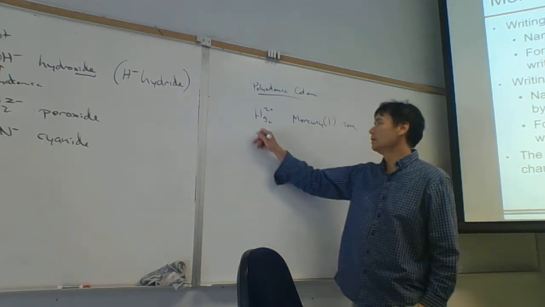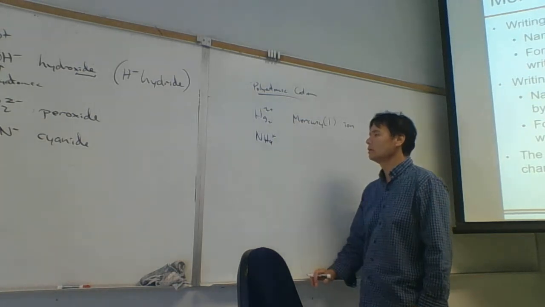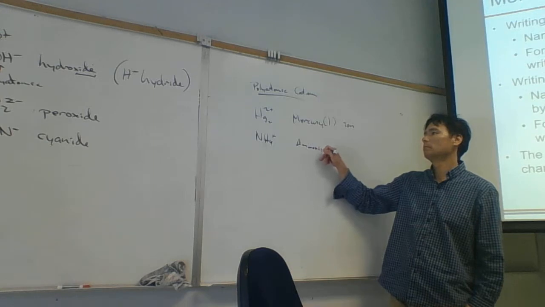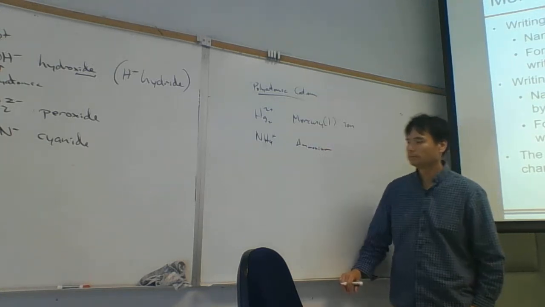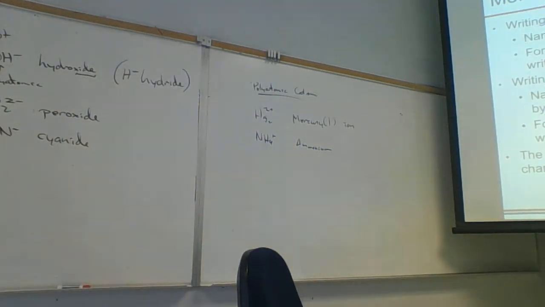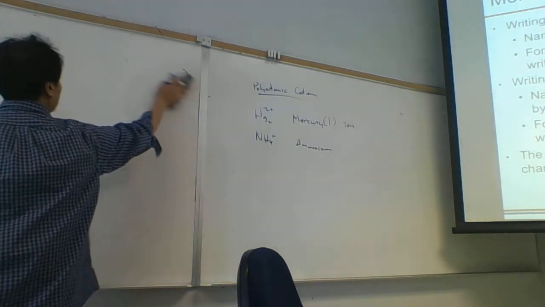So this is a polyatomic. There aren't that many polyatomic cations. This is another polyatomic cation here, ammonium. All right, so let's go back to the monatomics and take a look at the periodic table here.